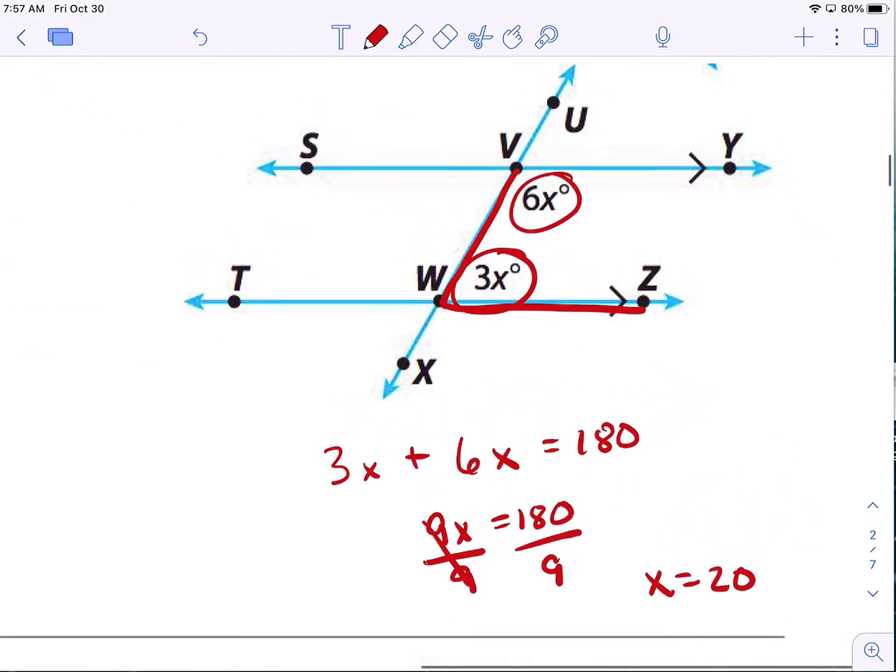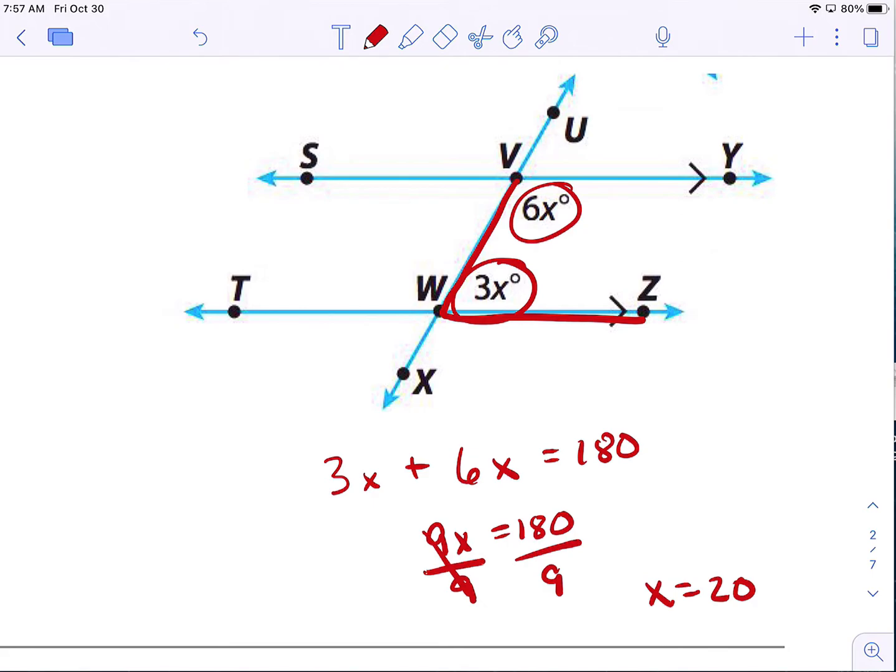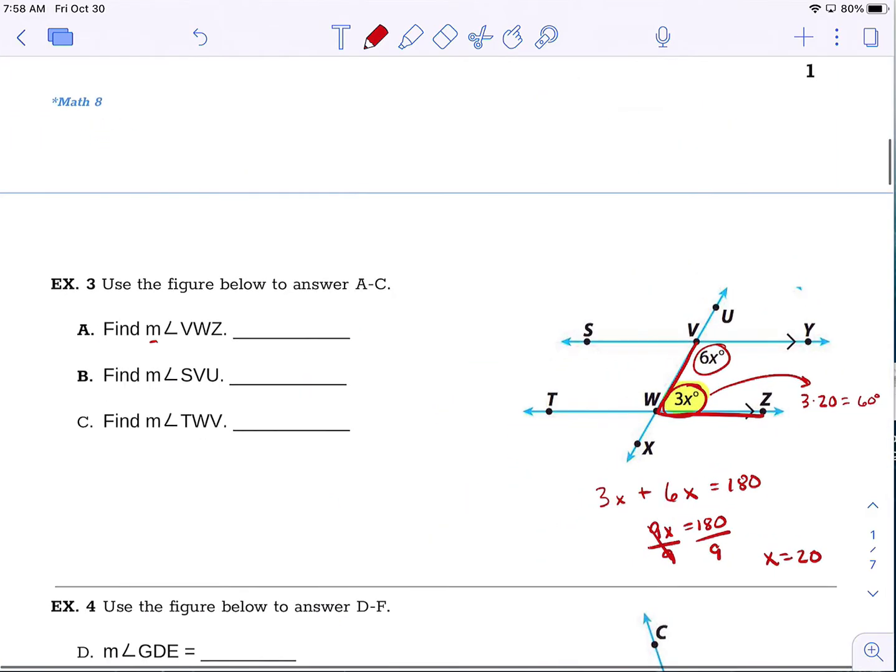So, since I know x is 20, and I know that the angle I'm looking for, that I outlined over here, that I can now highlight, this angle here is 3x, right? 3 times x. So this angle here is going to be 3 times 20. 3 times x. I know x is 20. 3 times 20 is 60. So this angle is 60 degrees. Okay? All right, let me erase this outline part.